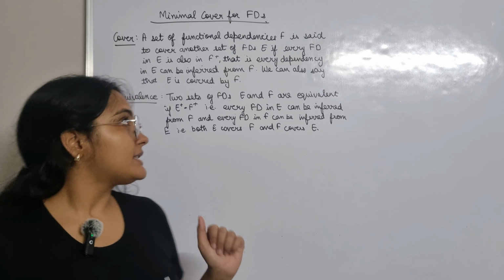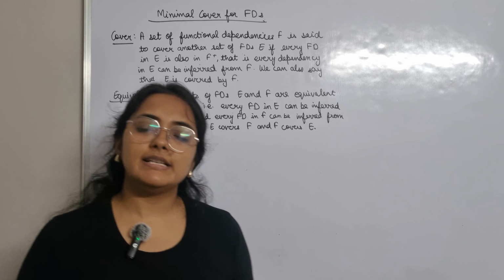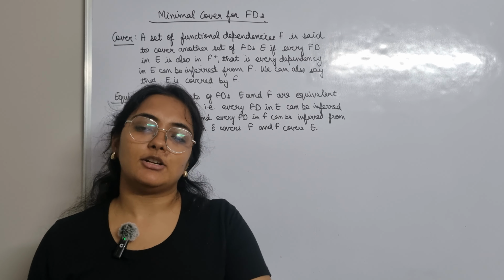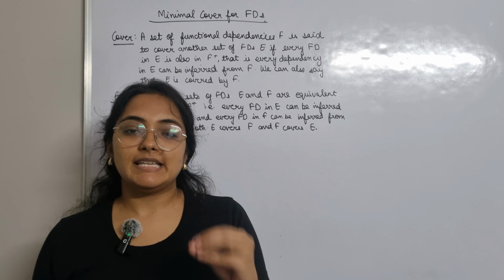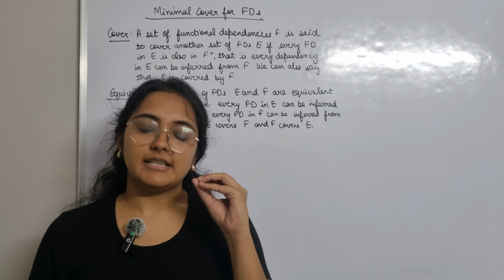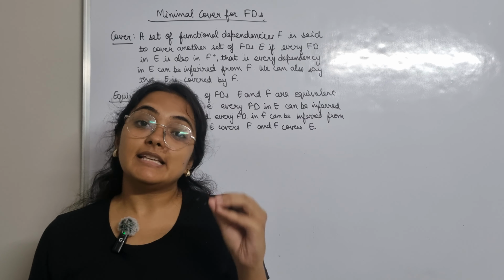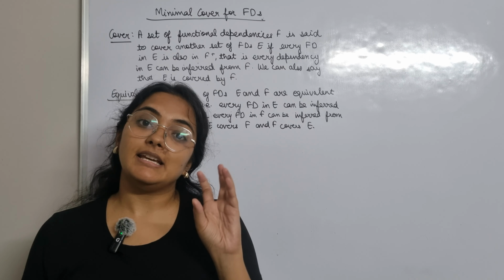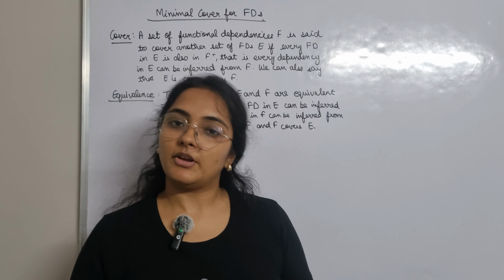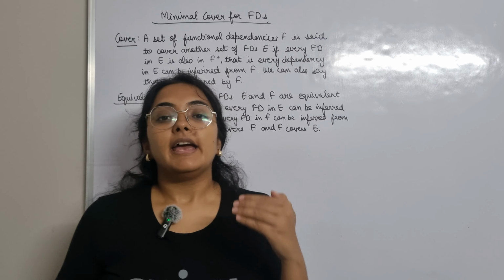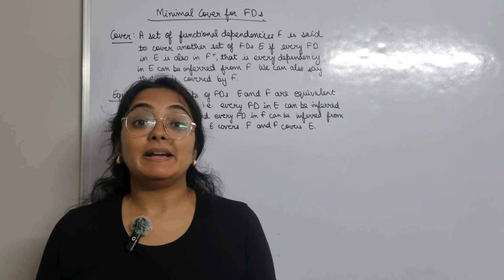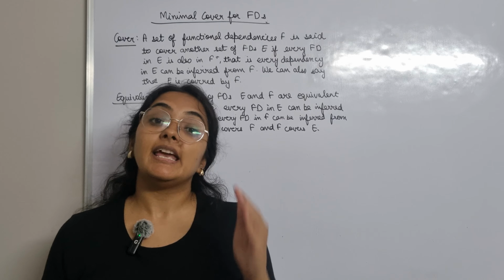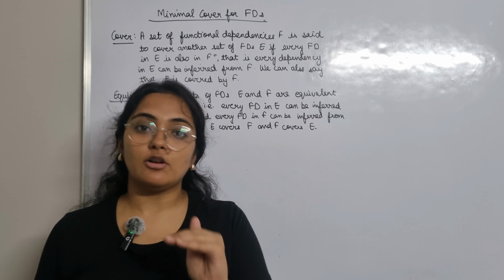So we will first start with the definition of cover. When do we say that a set of functional dependencies E is said to be covered by another set of functional dependencies F? We say that a cover of a set of functional dependencies E is another set of functional dependencies F if any dependency in E is also in F plus. Okay, what I am saying is a cover for a set of functional dependencies E is another set of functional dependencies F such that every dependency in E is also in F plus.